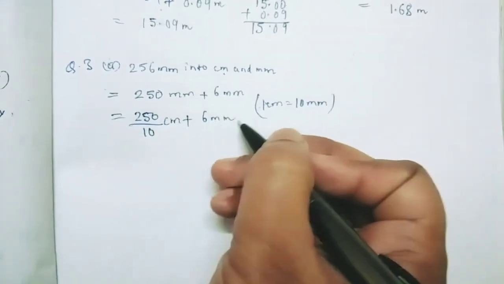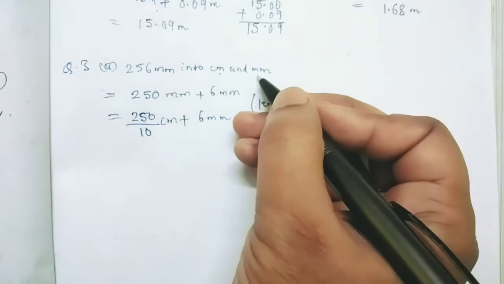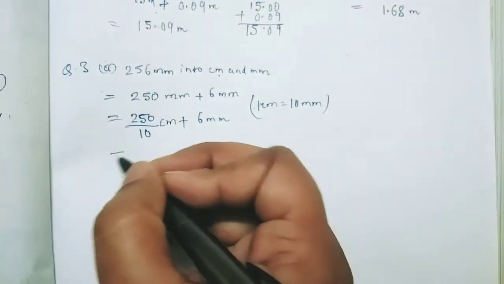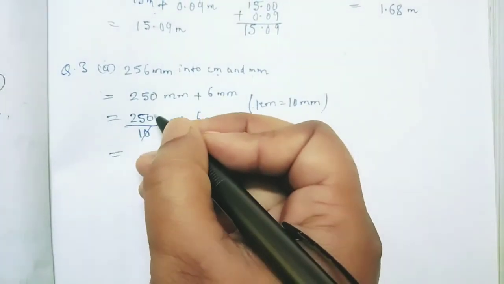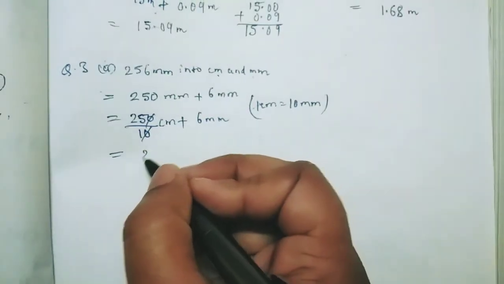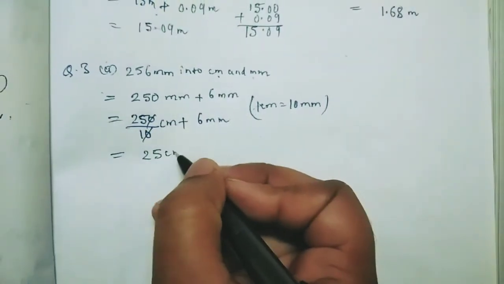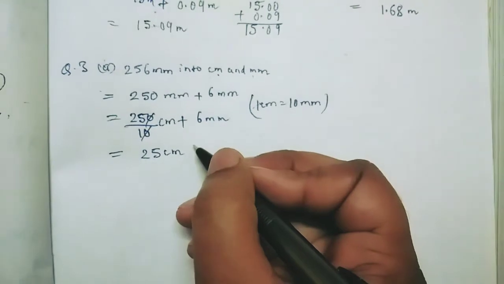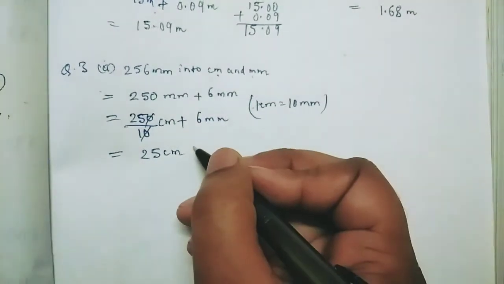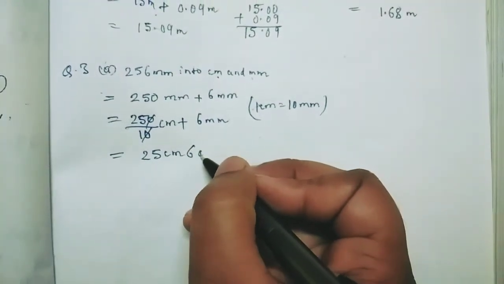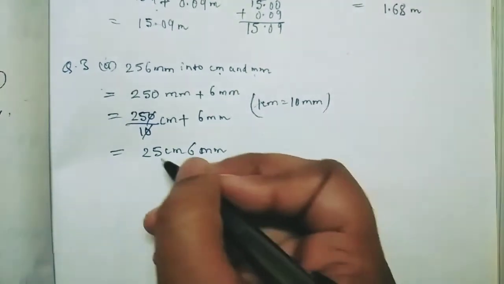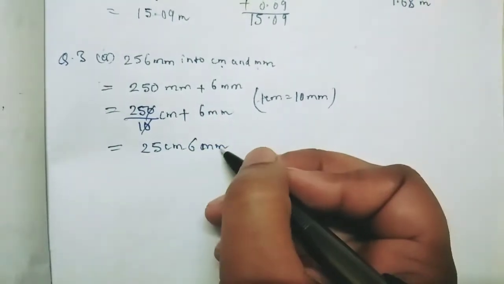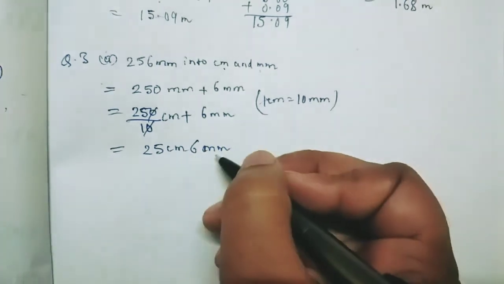We don't have to touch this, no need to convert this, because it is only in millimeter now. Now cut this 0, cancel. So it is what? 25 centimeter. And now there is no need to give the plus sign. Write down directly 6 millimeter. So this is the answer: 25 centimeter and 6 millimeter. Now it is converted into centimeter and millimeter.